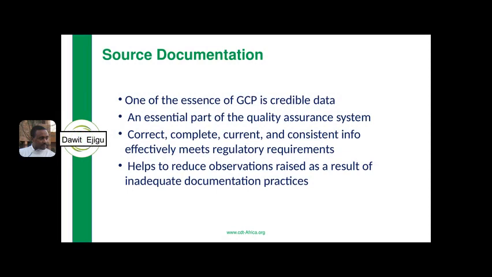Source documentation is one of the primary responsibilities of the sites. As you know, the data generated in a clinical trial starts from the source documents, and from the source documents it is transferred into the CRF and finally into the database. So, ensuring good quality of source documentation, coupled with good quality of transfer of the data from the source document into the CRF, is going to curtail many of the queries and discrepancies that are going to be generated downstream.